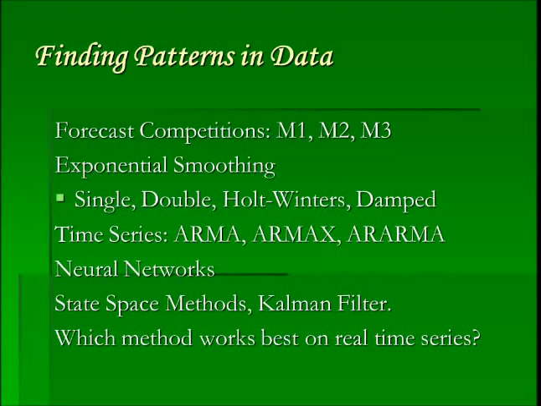and basically what was the idea? The idea was that there were many different techniques for forecasting. Some of the popular ones are exponential smoothing, which has many varieties: single, double, Holt-Winters, damped. And then there are time series models, ARMA, ARMAX. And then there are neural networks and state space methods. All of these methods were tried to find out which method forecasts best.